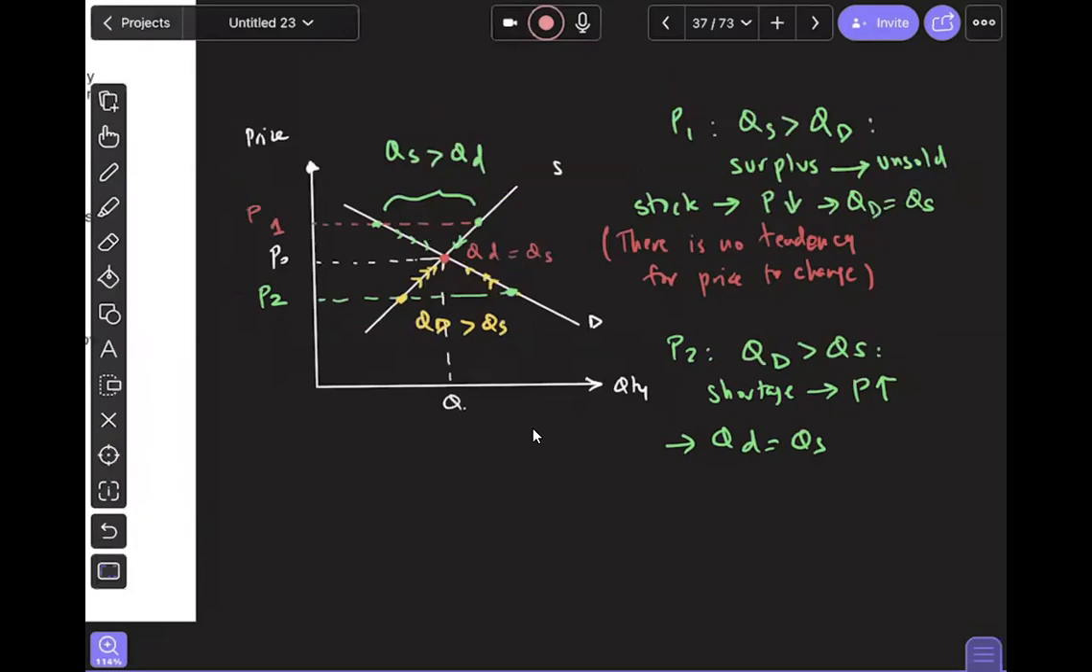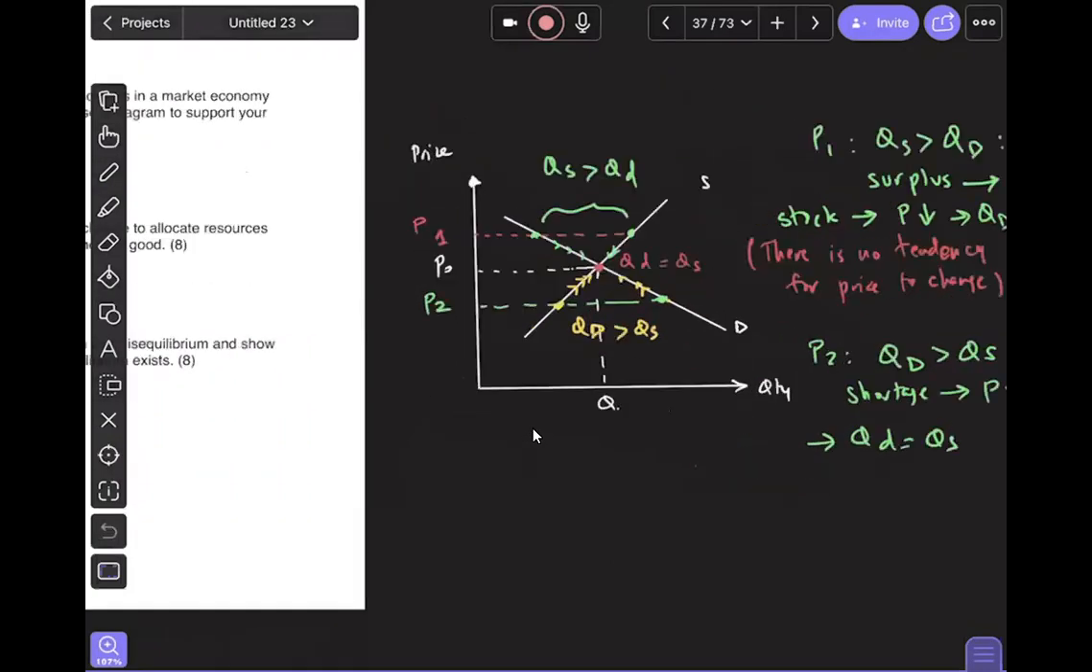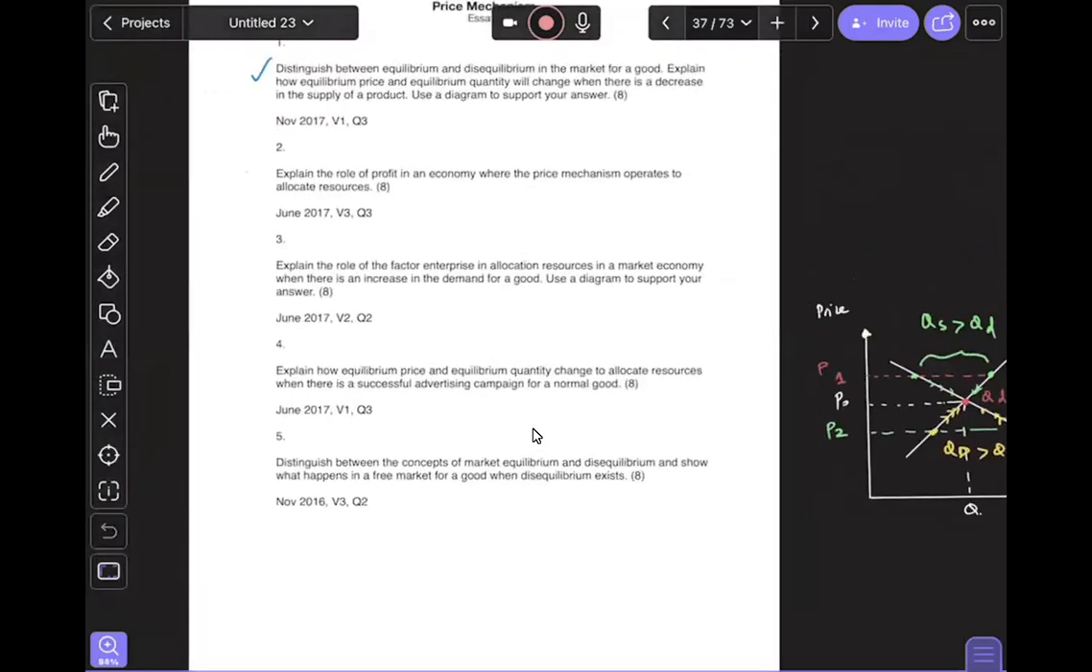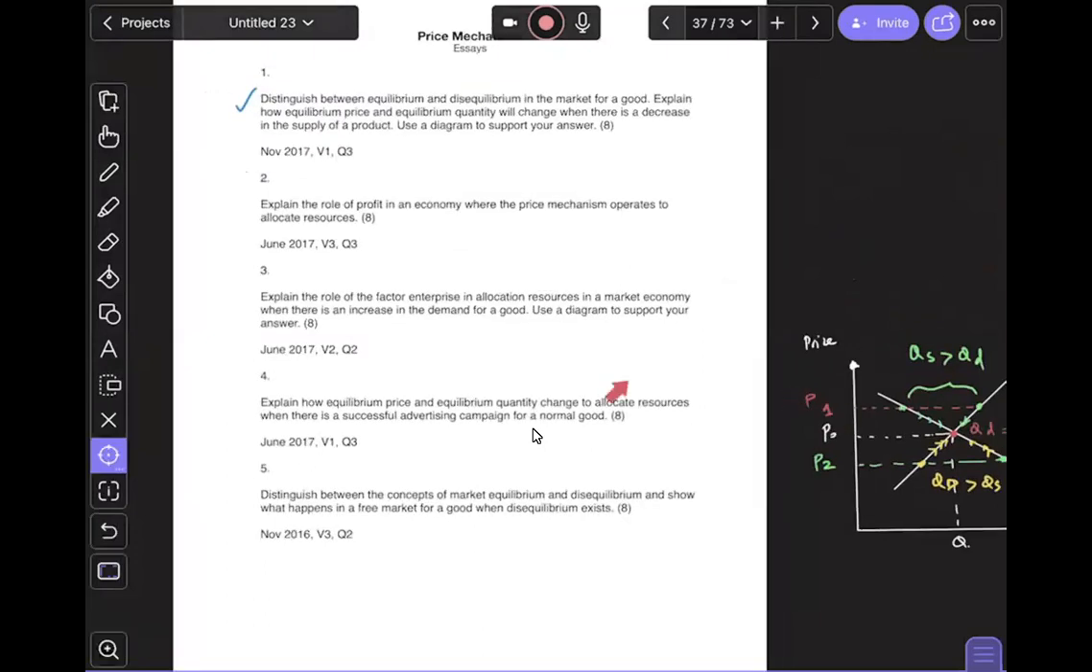Got it? So in your first paragraph, for all of these questions that ask about equilibrium and disequilibrium, talk about what we mean by equilibrium, where quantity demanded equals quantity supplied, and therefore there's no tendency for price to change. And talk about why a price above or below that may not be equilibrium, before we talk about anything else.